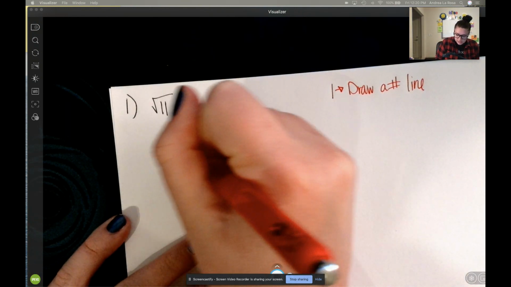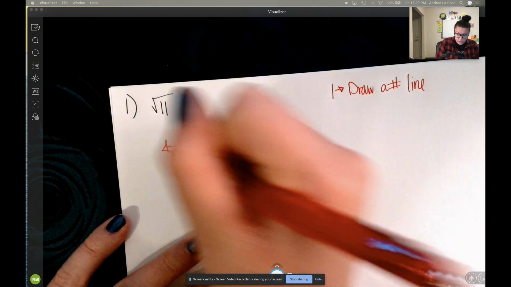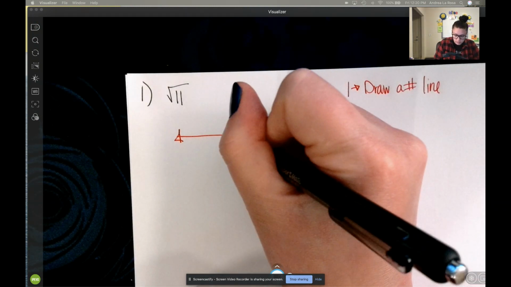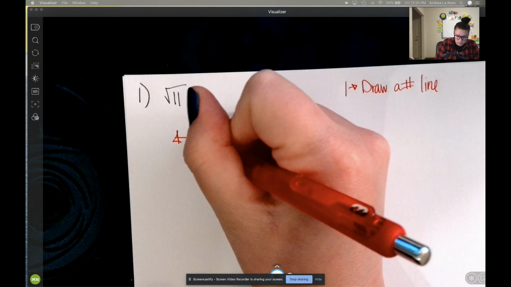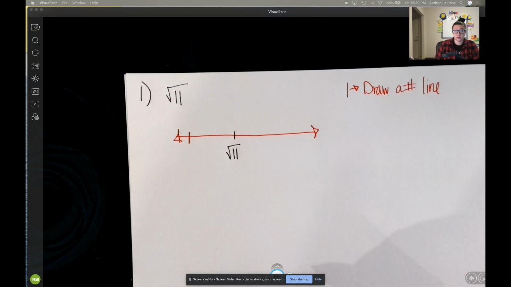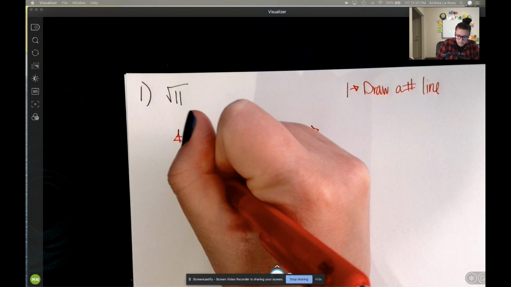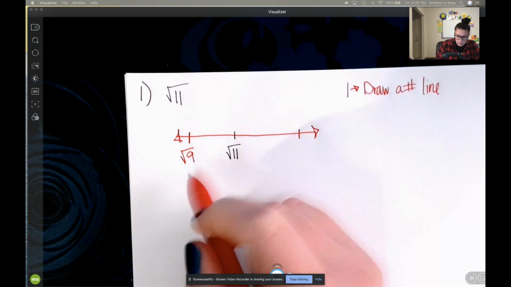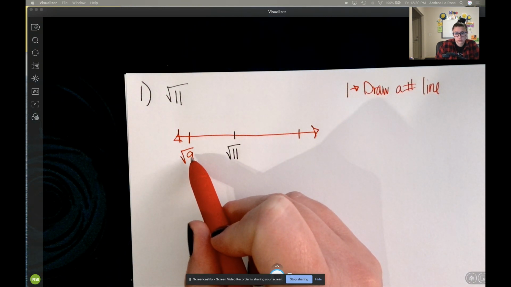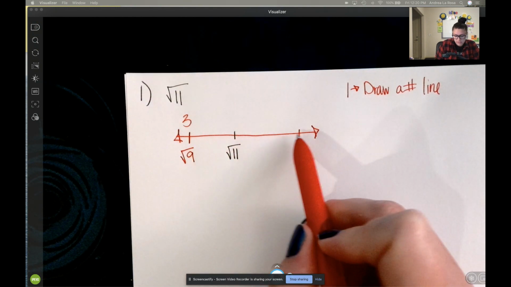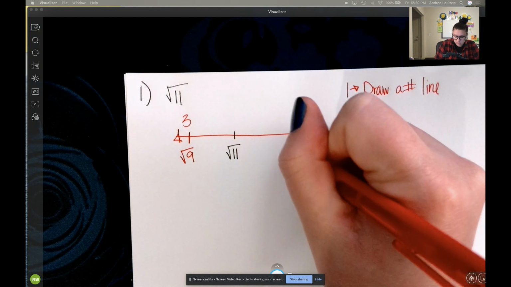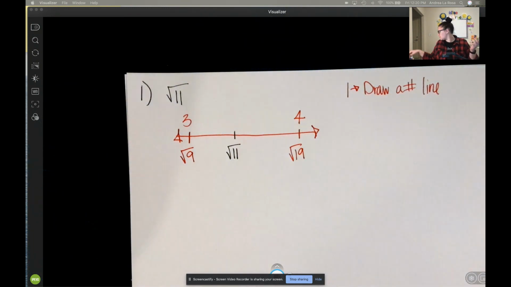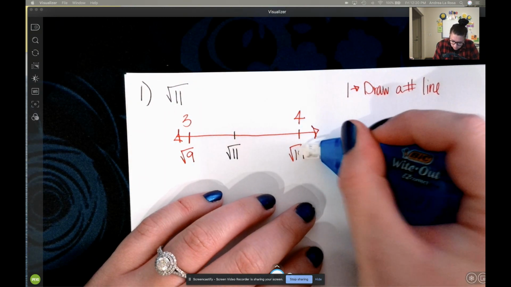I want to know exactly what two perfect squares the square root of 11 is between. So what is my perfect square smaller than 11? It's got to be perfect. The smaller one would be the square root of 9. Square root of 9 is equal to what? 3. So that means the next biggest perfect square would have to be the 4, and that would be the square root of 16. Let's fix that.